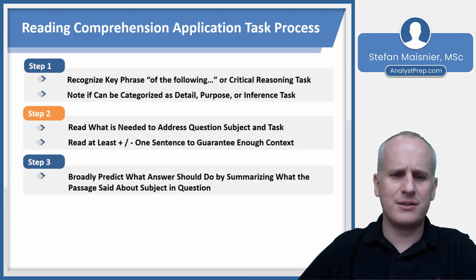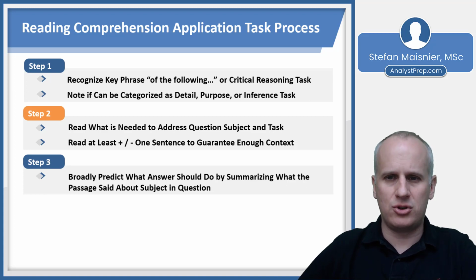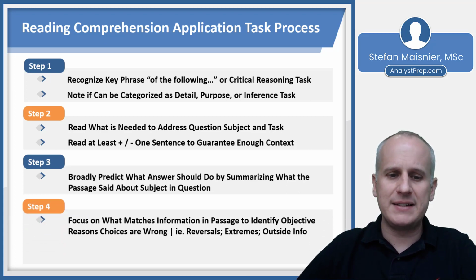Step three is going to be to broadly predict what the answer should do by just summarizing what the passage said about that subject. In this case, it was the nesting birds. But also recognize that you might be able to broadly predict, as is the case with our argument tasks, what must be done to strengthen or weaken or, in this case, explain the circumstance that was presented. And then step four, of course, is going to be to process of elimination.